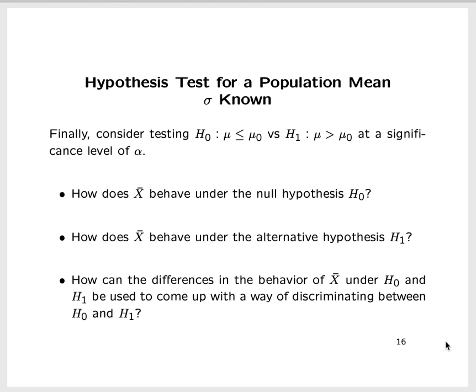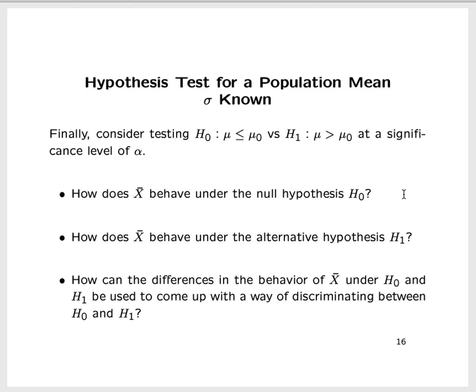And finally, let's consider testing the null hypothesis that the mean is less than or equal to some pre-specified value, mu sub 0, against the alternative that mu is greater than that value. Again, we will do this at a significance level of alpha. So again, we ask ourselves the questions: how does the sample mean x bar behave under the null hypothesis? How does x bar behave under the alternative hypothesis? And can we use the differences in behavior of x bar under the null and alternative hypotheses to come up with a way of distinguishing between the two situations?